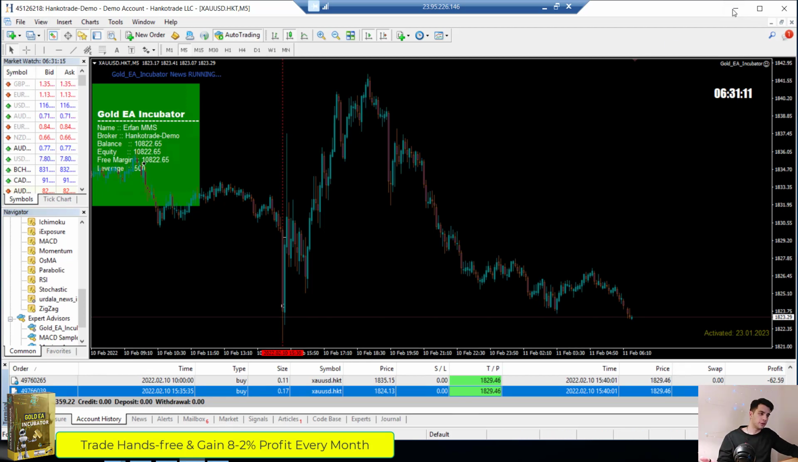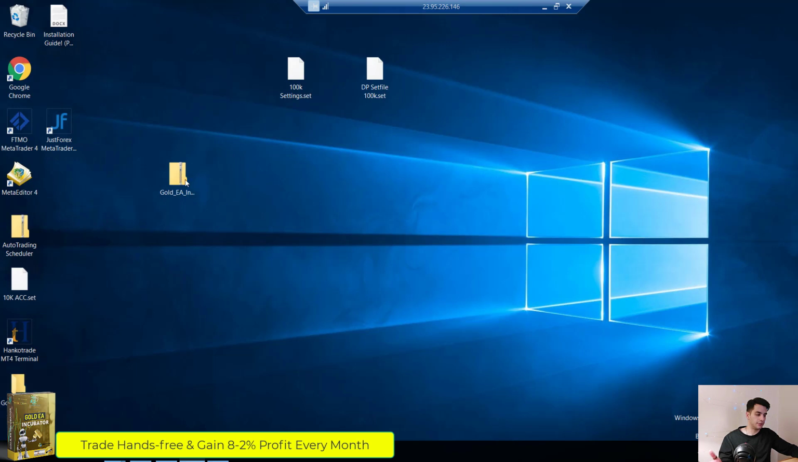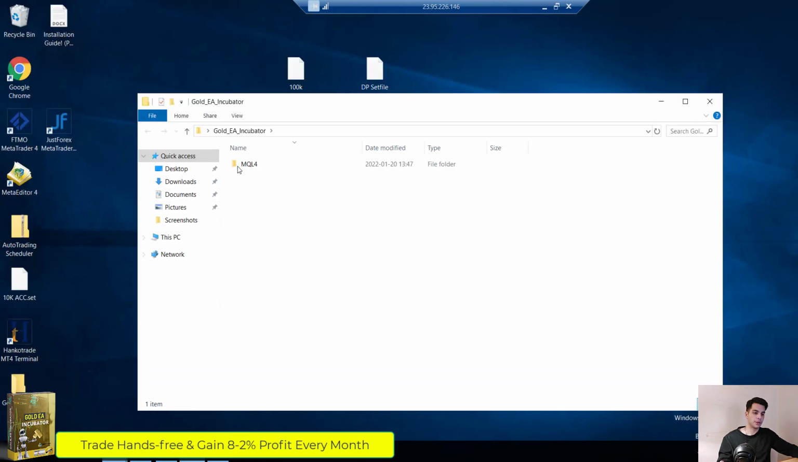So the first thing you need to do is just download the set files that the provider gives you. Mine is going to look like this. If you grab your license from my website smarteaincubator.com, you're going to receive this folder that looks like this. You need to unzip it, and then you receive 3 different files. So we have MQL4, we have experts, indicators, and presets.